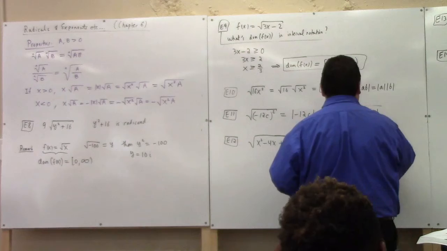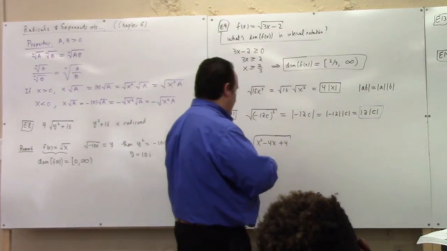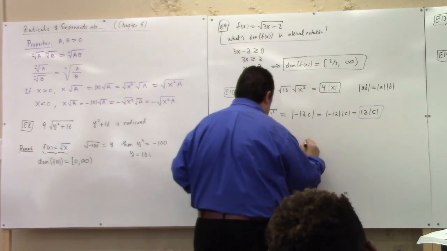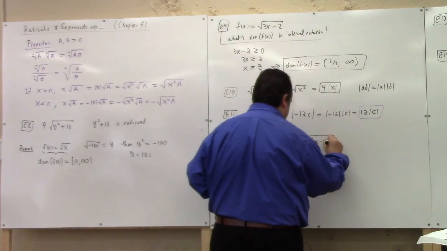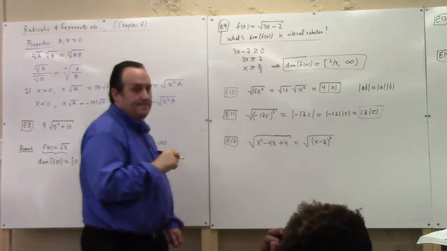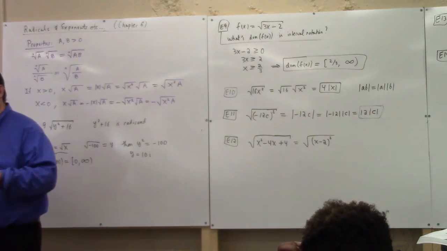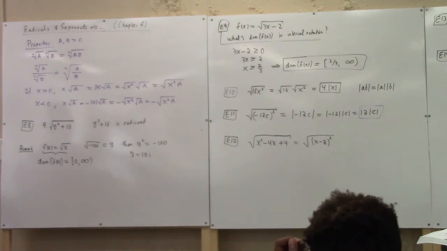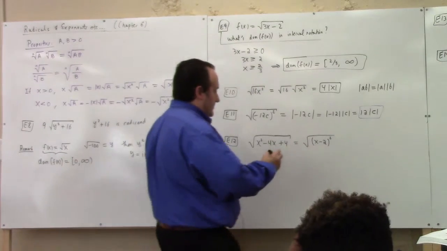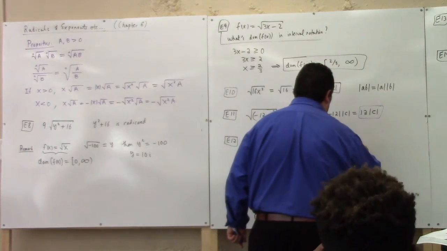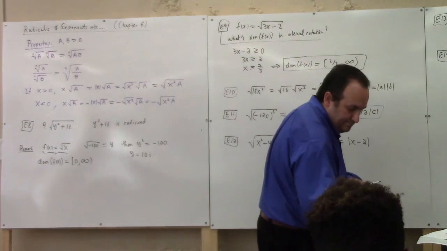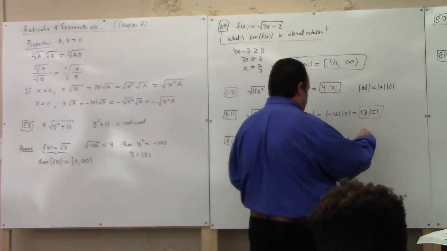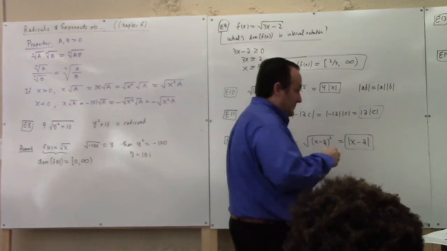Can we factor this one? You're like, factoring again. Yes, it's always factoring. This is x minus 2 quantity squared. So we have the square root of something squared. This is absolute value. Absolute value of x minus 2. So there you go. Another one bites the dust.